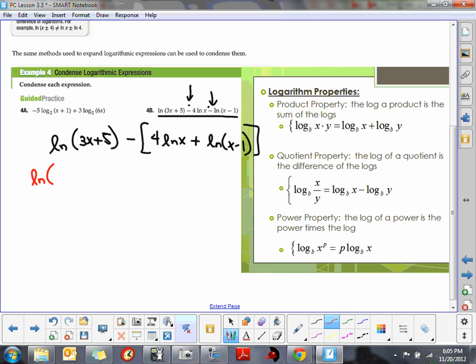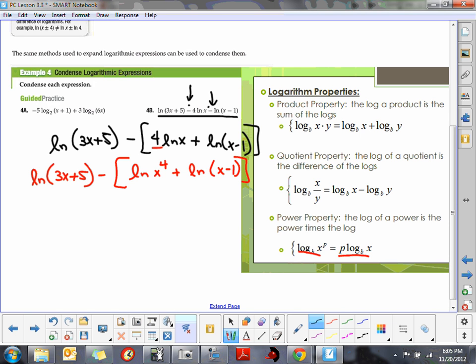So I've got the natural log of 3x plus 5 minus the quantity. Now I've got a power rule that I can use. Remember that if it's a power times a logarithm, we can write it as the log of the power. So it's going to be the natural log of x to the 4th plus the natural log of x minus 1.